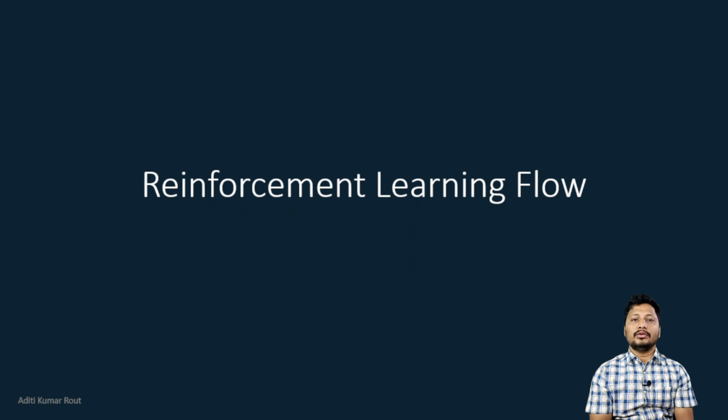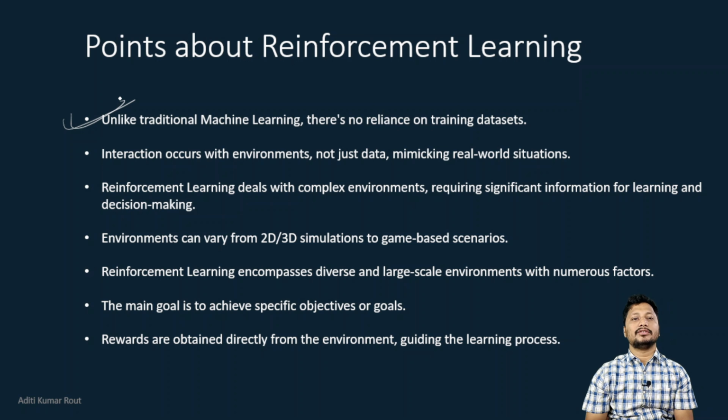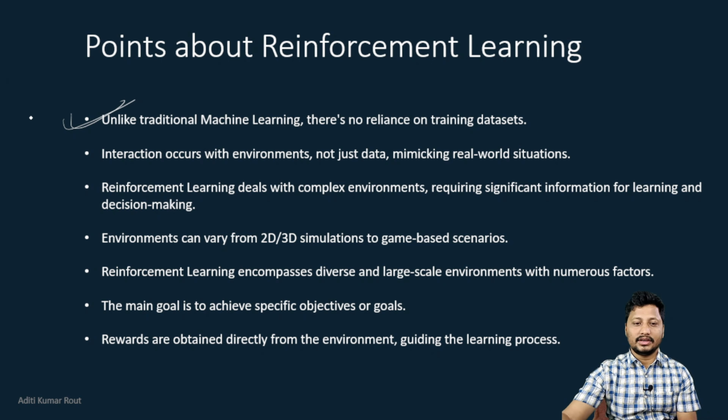Specially, I want to discuss today the flow of reinforcement learning during its working. First I need to highlight some points we discussed in our last session. First of all, reinforcement learning is not like a traditional machine learning problem. There is no reliance on a training data set, right? In real time it will randomly take action and try again, and based on the reward and punishment it will go to the next step. The second point is that interaction occurs with the environment. It's not just data.